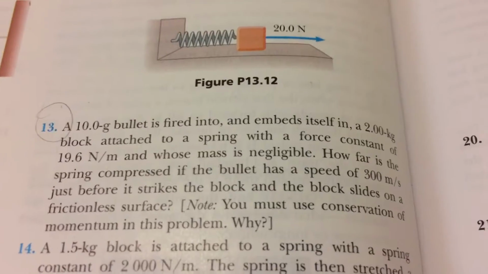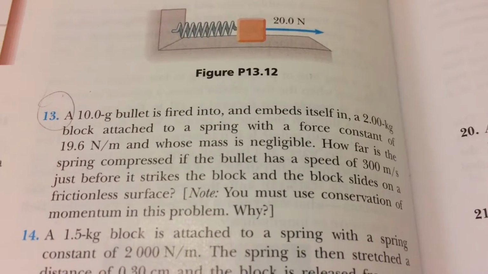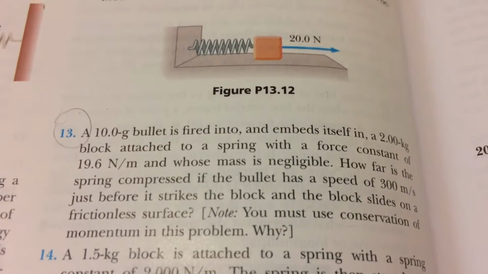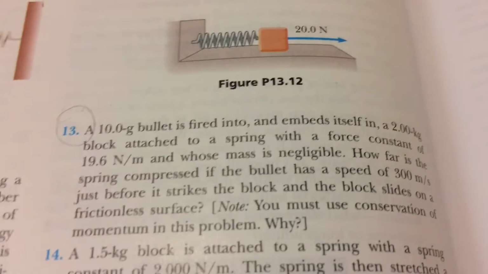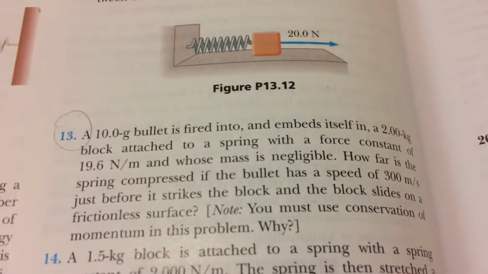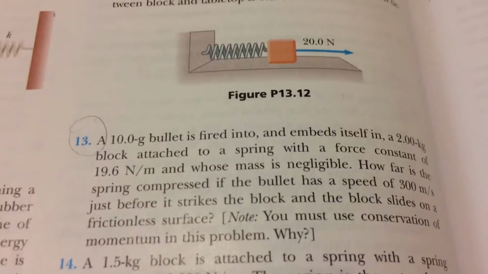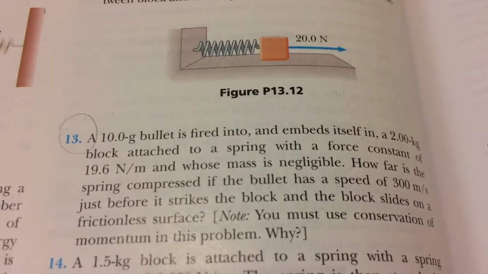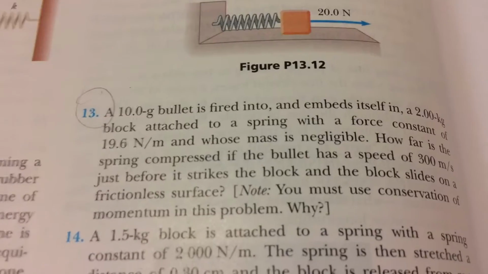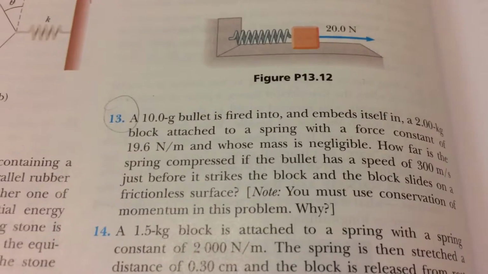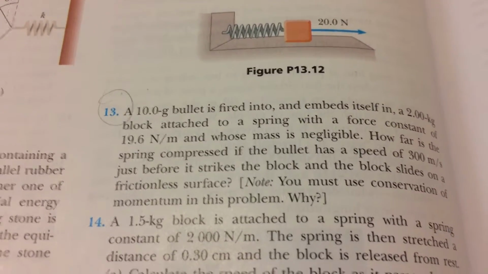A 10-gram bullet is fired into and embeds itself in a 2-kilogram block attached to a spring with a force constant of 19.6 newtons per meter, and whose mass is negligible. How far is the spring compressed if the bullet has a speed of 300 meters per second just before it strikes the block, and the block slides on a frictionless surface?